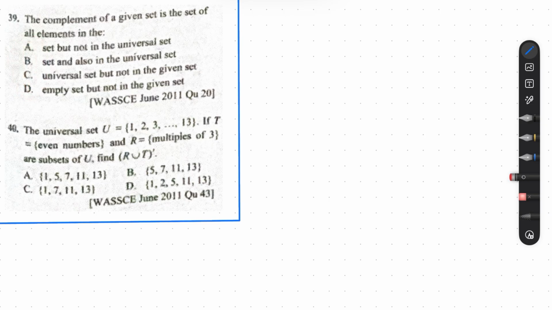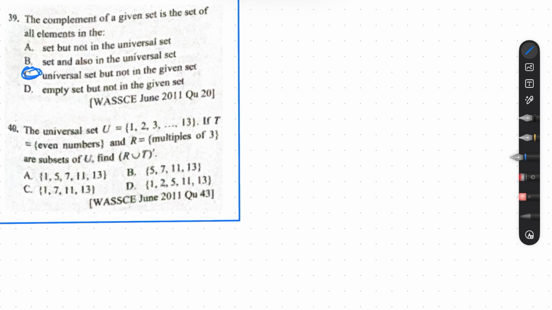You say all elements in the set but not in the universal set. Okay, this is not true. It says all elements in the set and also in the universal set. No, this is not true. C says all elements in the universal set but not in the given set. Okay, this is our answer. This is true because that is our complement. Complement means all elements in the universal set that are not in the given set. Okay, so our answer is C.